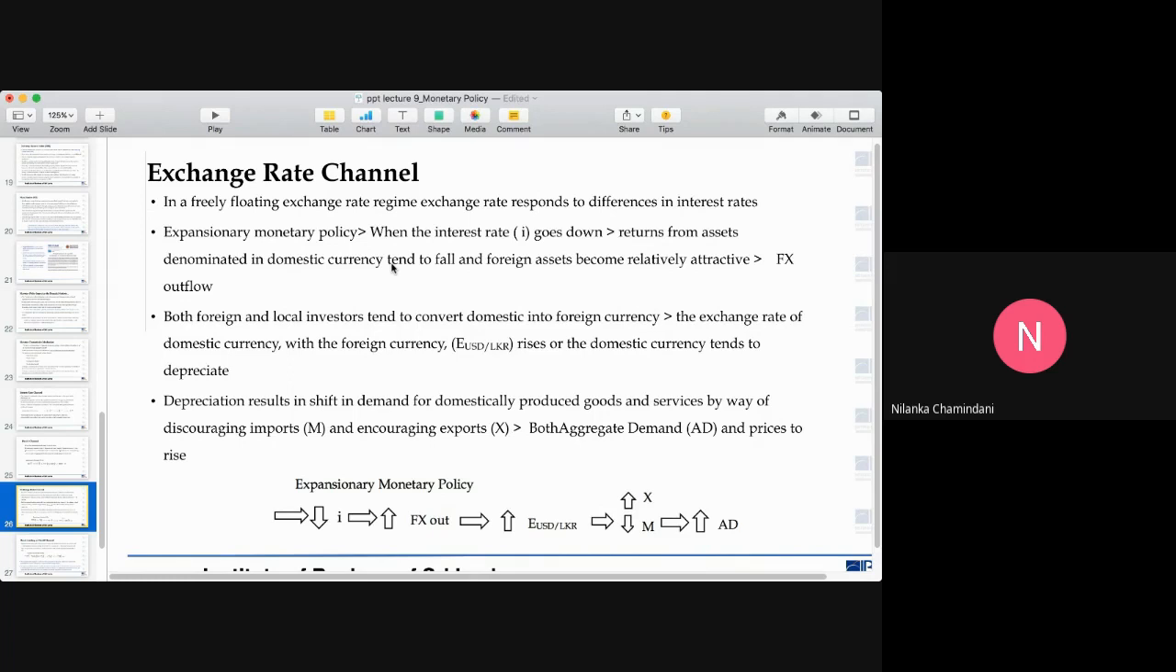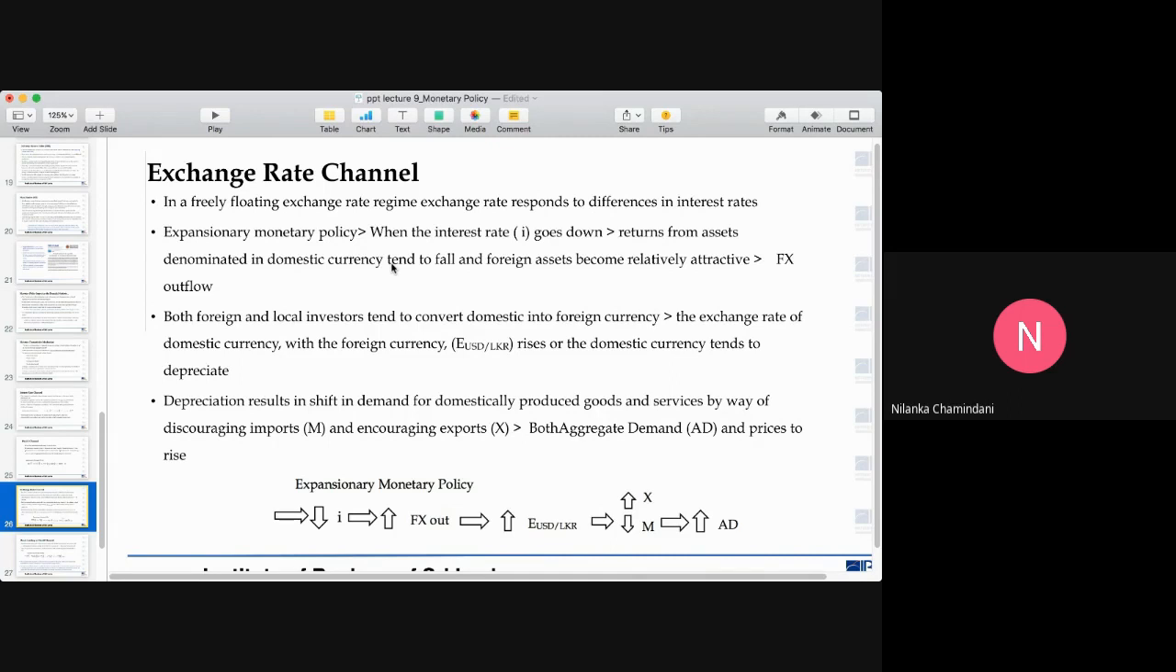So then what will happen? If there is a higher demand for US dollars compared to the rupee, the foreign exchange rate is going up and up in the domestic foreign exchange market, which means that the rupee is getting depreciated. Depreciation results in shifting demand for domestically produced goods and services by way of discouraging imports. That is what is actually happening in the country.